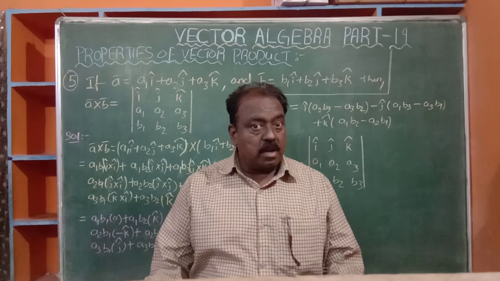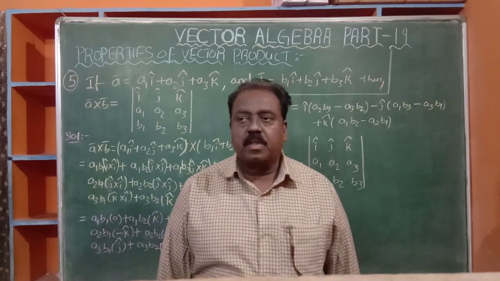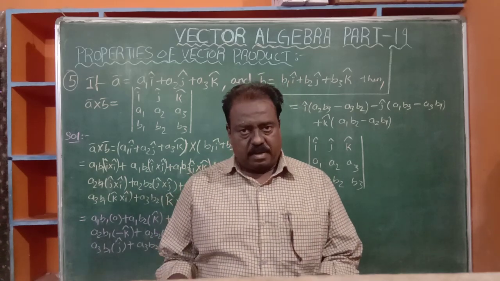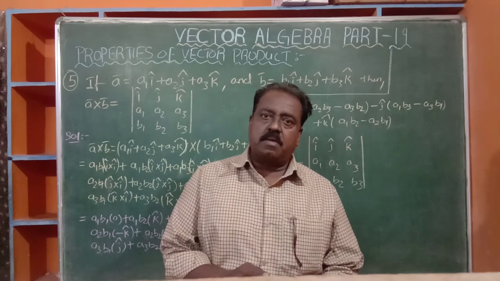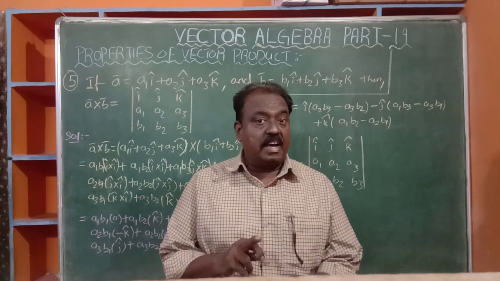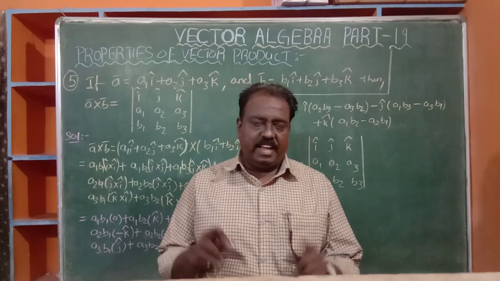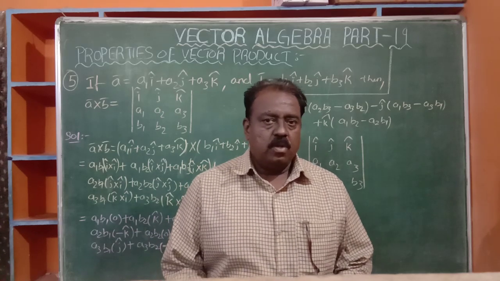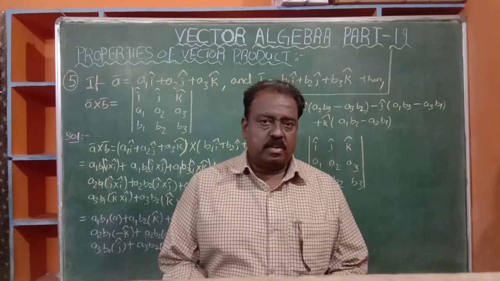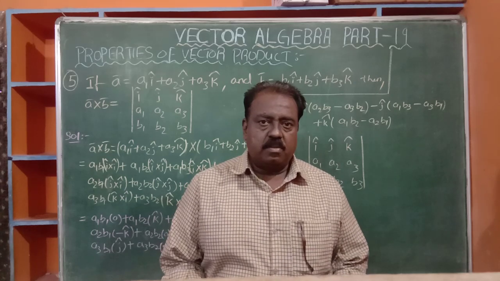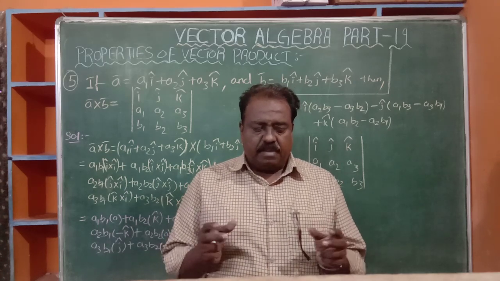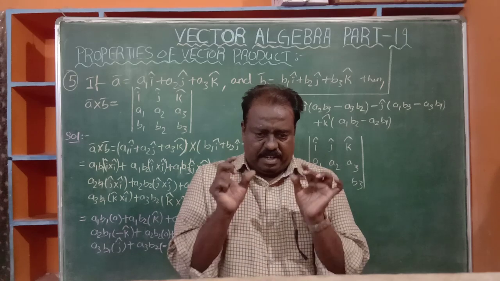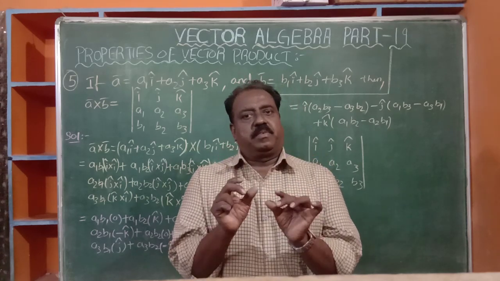What is A bar cross B bar? Every time I am telling you: A bar cross B bar is equal to mod A bar, mod B bar, sin theta, not cos theta, sin theta, n cap. Every time we have to note it down. Learn it well and remember it well, because it is a somewhat different and difficult concept.